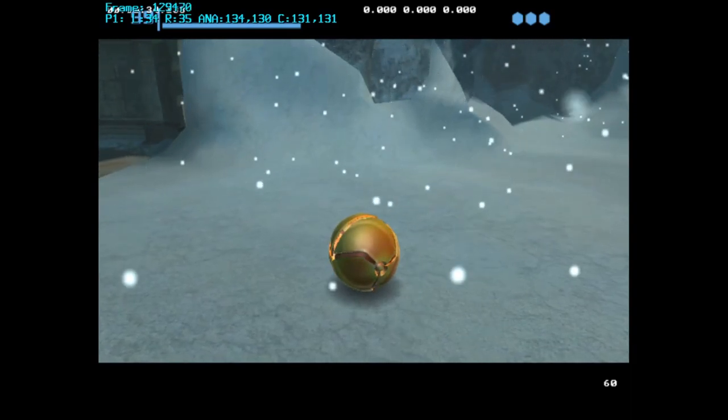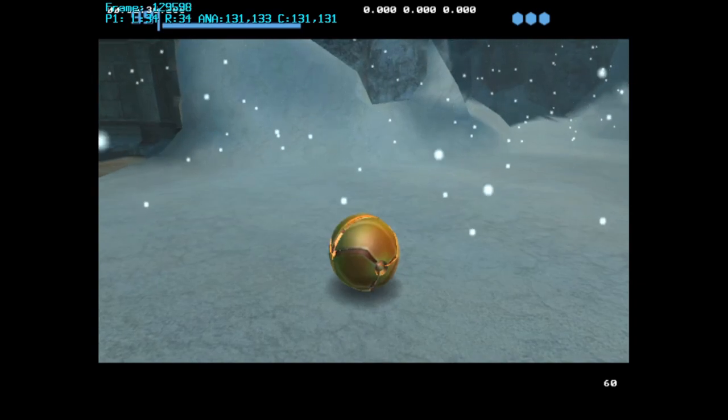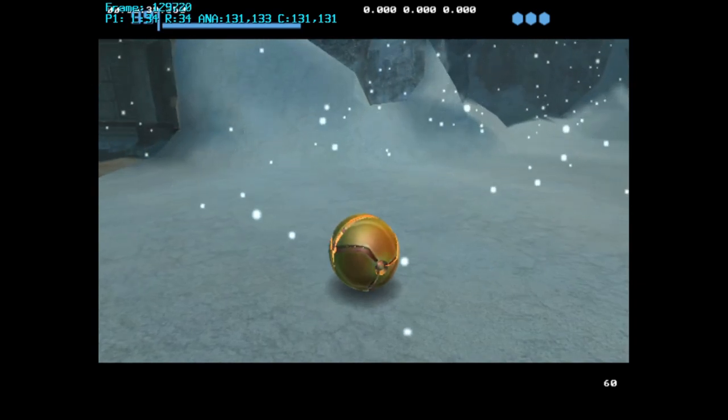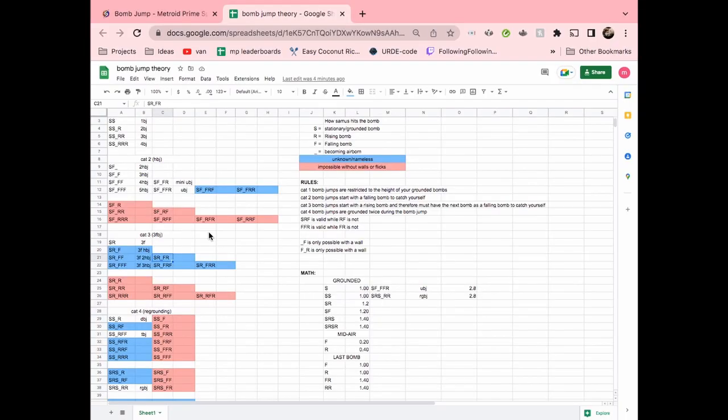Now, why is that useful? Not sure. It probably isn't, but it is a definite permutation of bomb jumps that is valid. And according to the permutations, it is unique in its timing method, and there it is, right there.